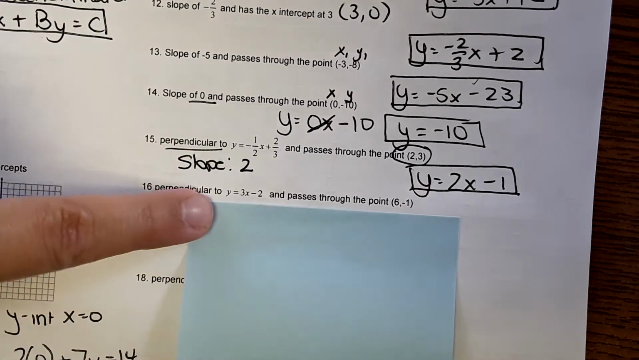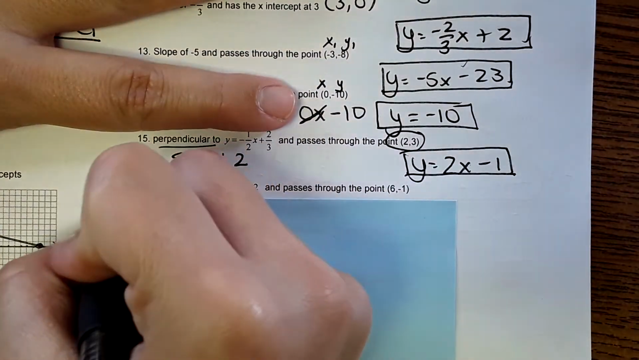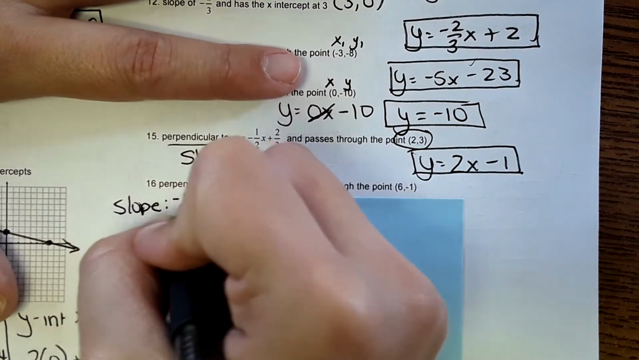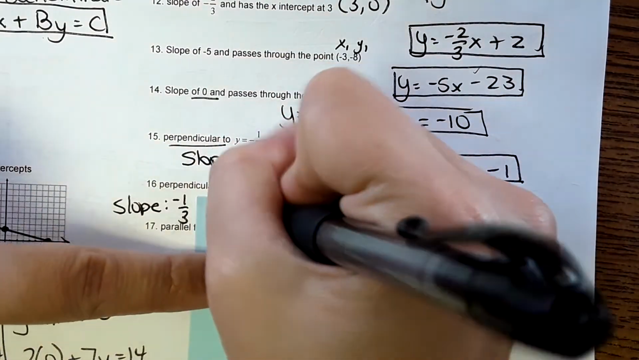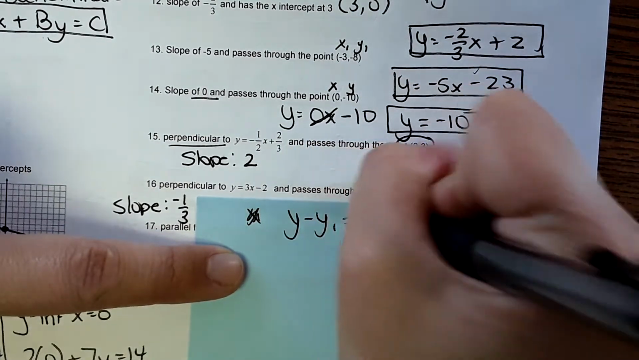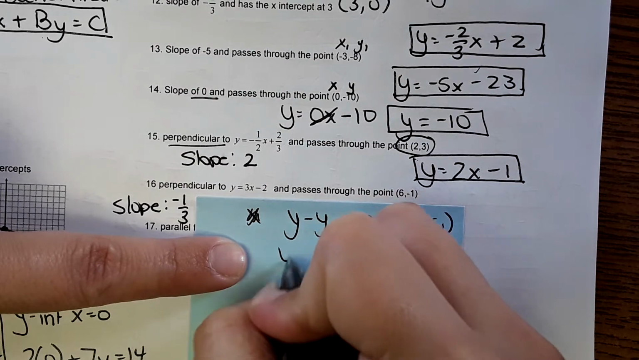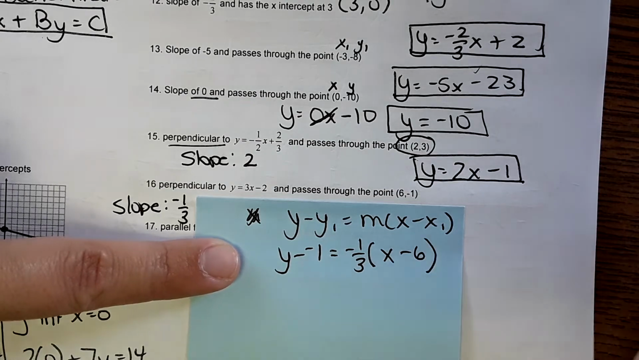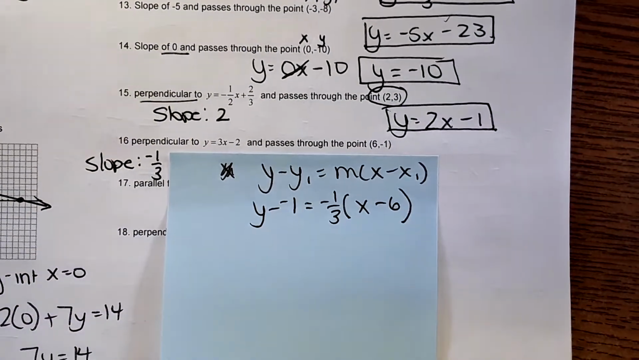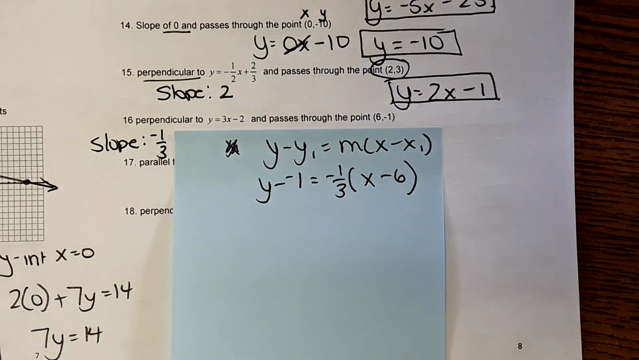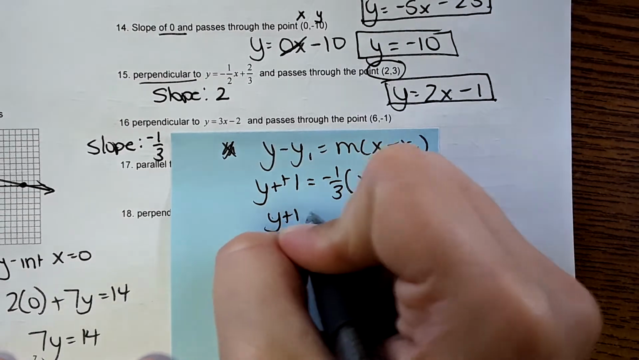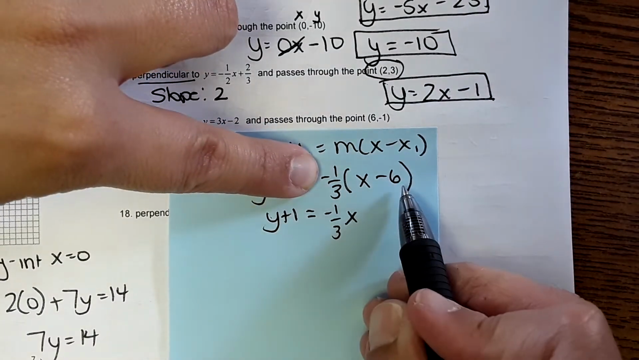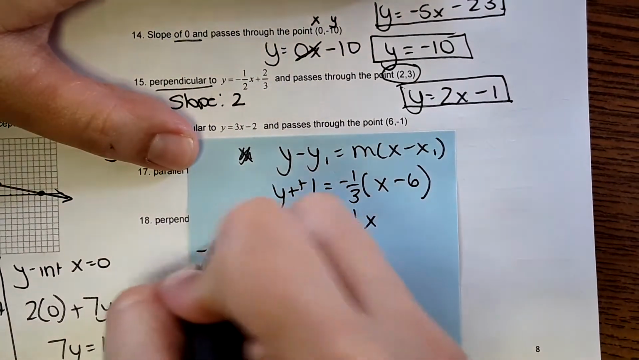Okay. Perpendicular to this, we need a slope that's the negative reciprocal. So the slope that's the negative reciprocal of +3 would be -1/3. Y minus y1 equals m times x minus x1. Y minus -1 equals -1/3. And then simplify. Y plus 1 equals -1/3 times x would be -1/3 x. -1/3 times -6. Again, you may be able to do that in your head.